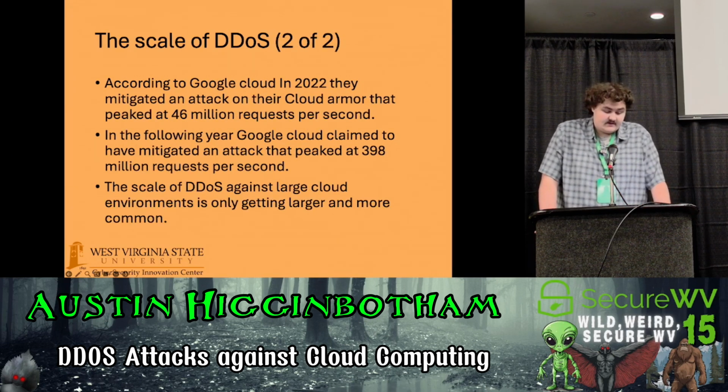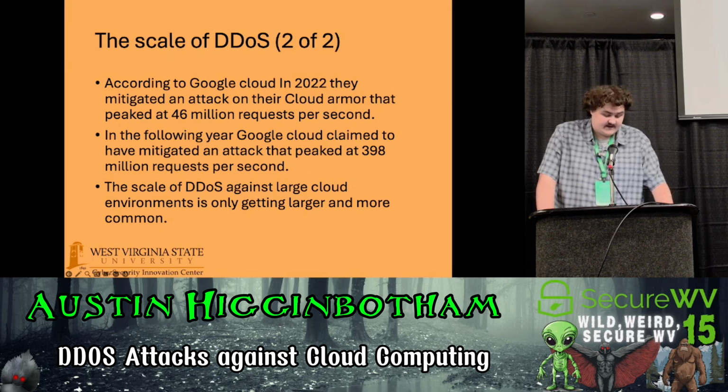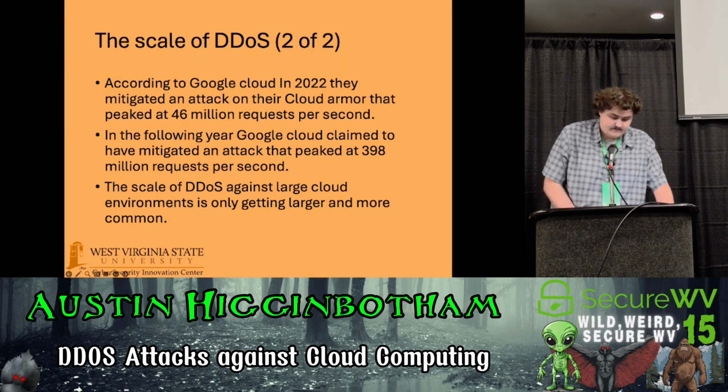According to Google Cloud in 2020, they mitigated an attack on their Cloud Armor that peaked at 46 million requests per second. In the following year, Google claimed to have mitigated an attack that peaked at 398 million requests per second. The scale of DDoS against large cloud environments is only getting larger and more common.